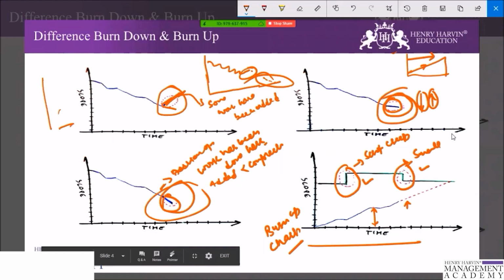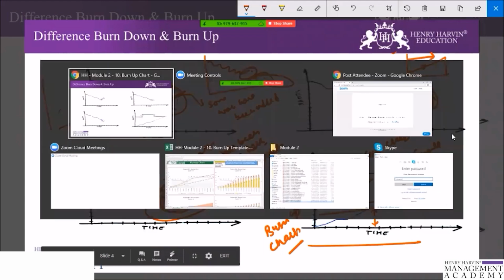So it clearly indicates the difference, that burn up charts are a better way to plot the progress of the project than the burn down chart, because the burn up chart has the ability to show the scope creep. So this is the major difference between the burn up and burn down chart, and it is always recommended to use a burn up chart in that manner.